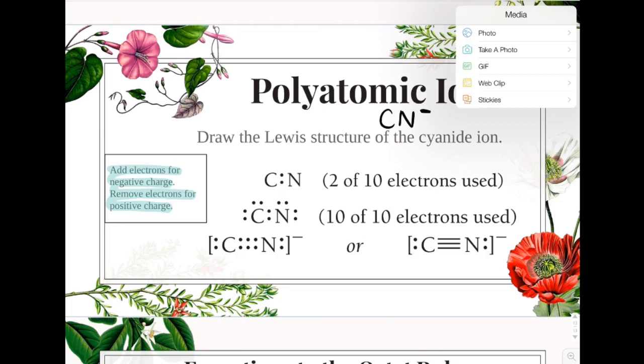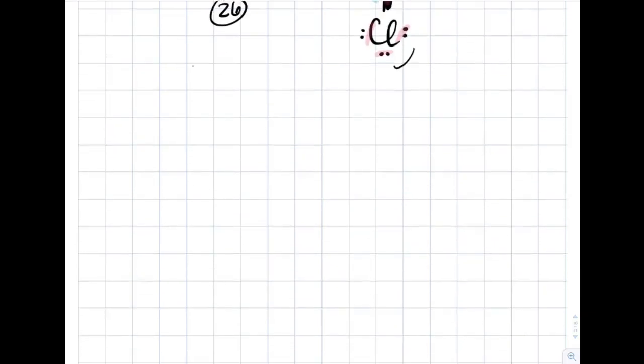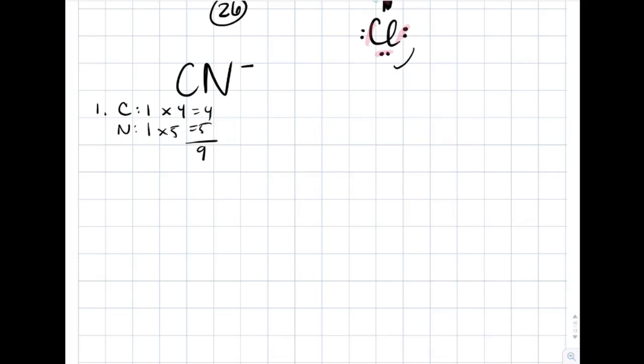Let's just go back into our page actually. So if I want to look at cyanide, so building this, first count my valence electrons. I have 1 carbon with 4 valence, and I have 1 nitrogen with 5 valence, so I wind up with 9 total. Now I have a negative charge. That means I add or remove electrons. It means I add an electron because I have a -1 charge. -2 would mean I'm adding 2 electrons, so I have 10 total to give.